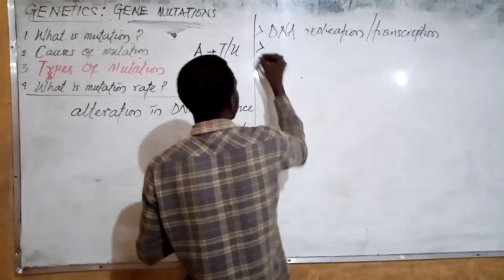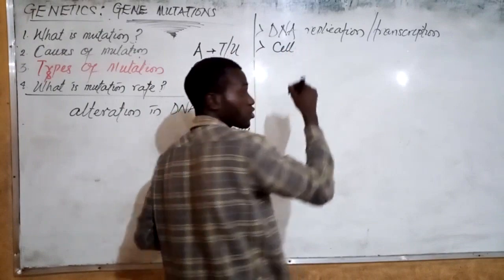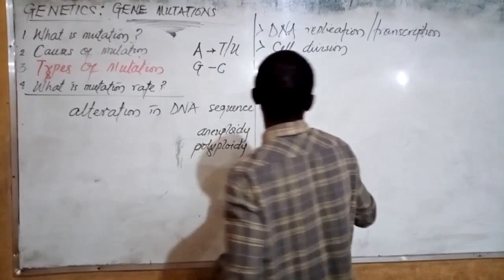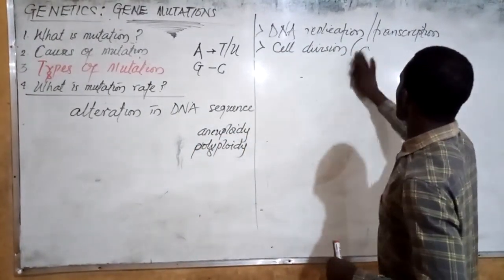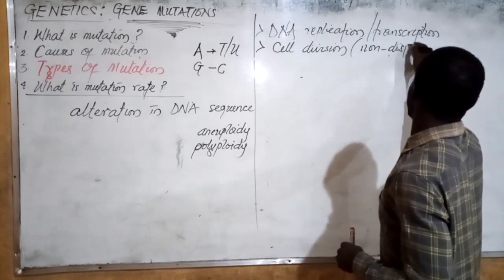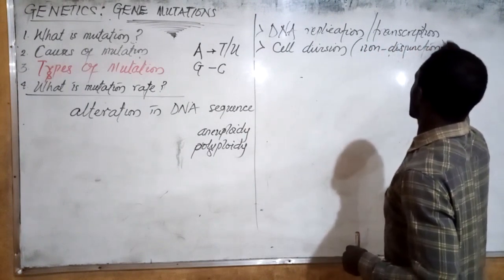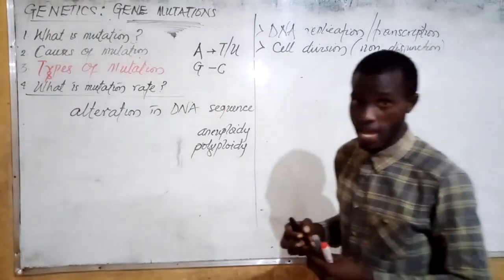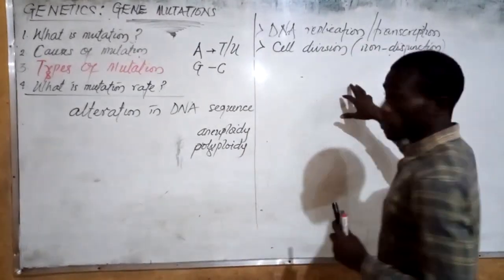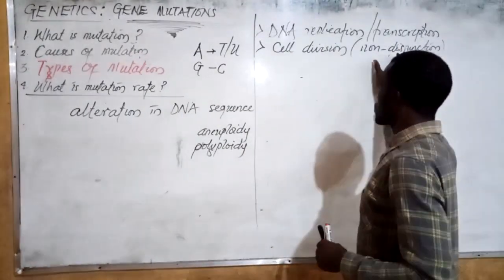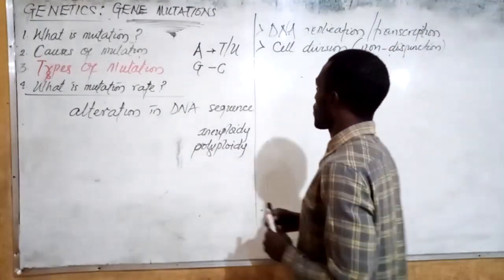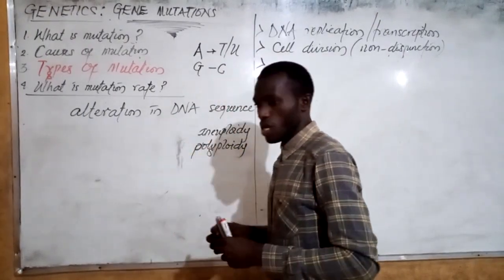Another cause of mutation could be in the cell division stage, due to non-disjunction, and non-disjunction could happen as a result of many reasons. So during cell division in our cells, non-disjunction could lead to either of these types of chromosomal mutation. And the other cause of mutation is that it could be artificial.